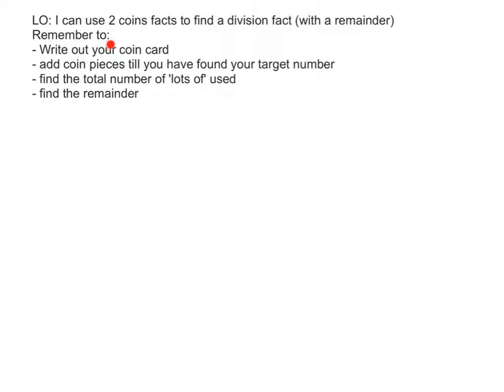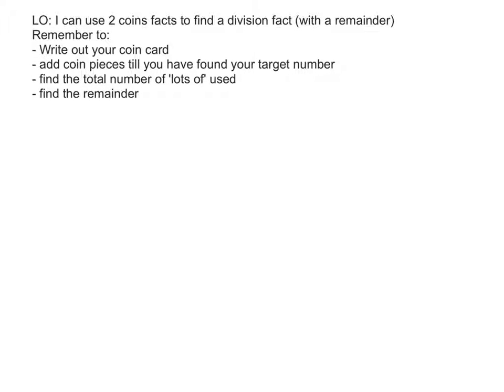So here's the yellow. I can use 2 coin facts to find a division fact with a remainder. Okay, cool. And here is, most importantly, our remember twos. You have to remember to do this, and if you do this all correctly, you should get the right answer. So our first remember two is write out your coin card. Then the next one is add coin pieces till you found your target number. Then you've got to find the total number of lots used, and then when you've got close enough to the total number, find the remainder.